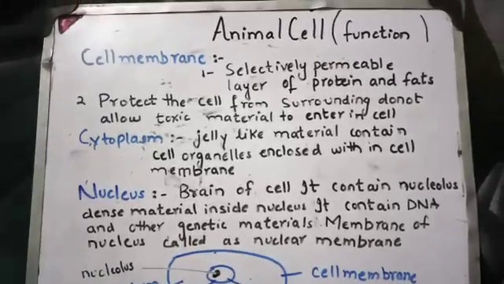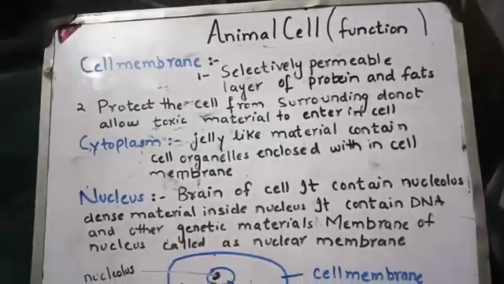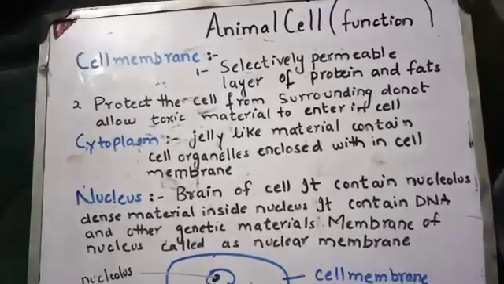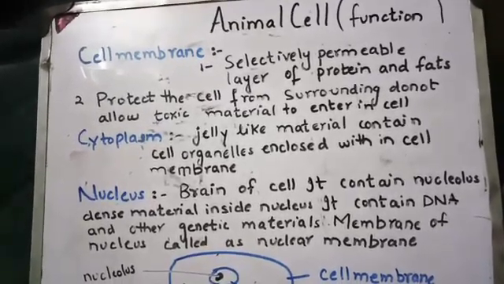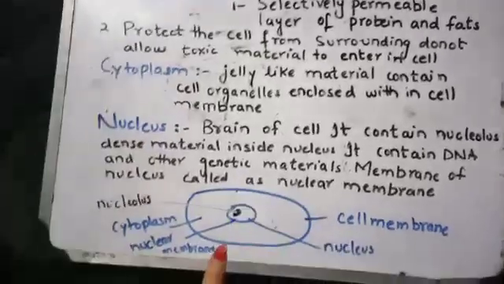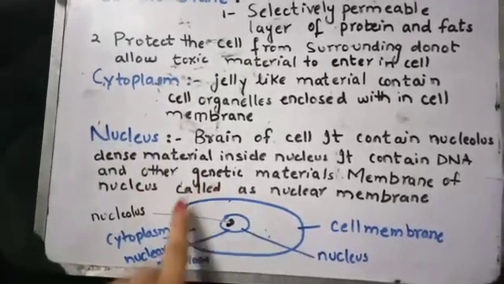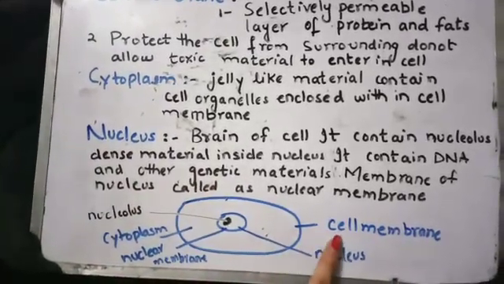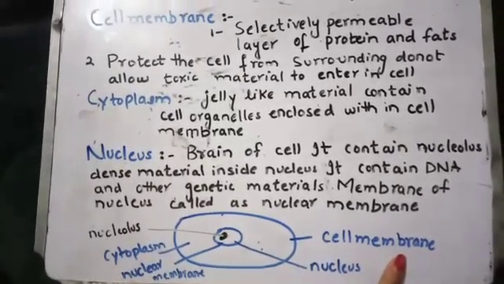We discuss the animal cell. Now we will discuss the organelles that are present and what the function of each is. Firstly, we will describe the cell membrane. In the diagram, you can see the membrane, the outermost boundary, which is the cell membrane of the animal cell.